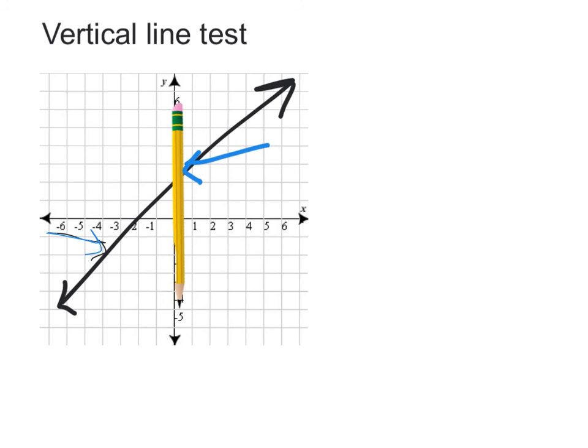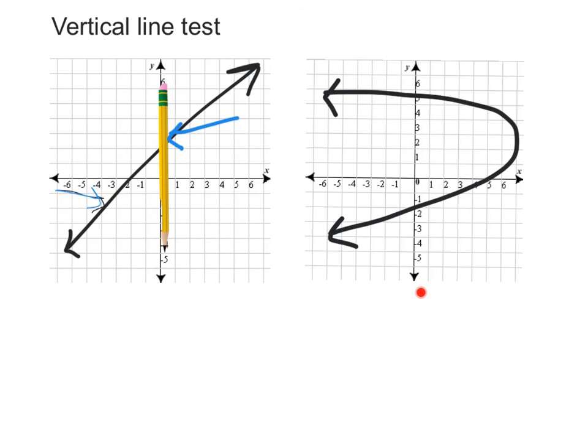So you're like, okay, well then what would it look like if it crossed the graph more than once? And that is a great question. Let's say your graph looked like this one on the right. If we take our pencil and run it over the graph, the pencil is touching the graph twice at every spot. So for example, here, the graph is touching here and here. And if we keep moving the pencil down, it's still crossing at more than one place.